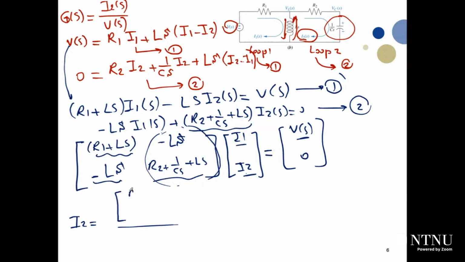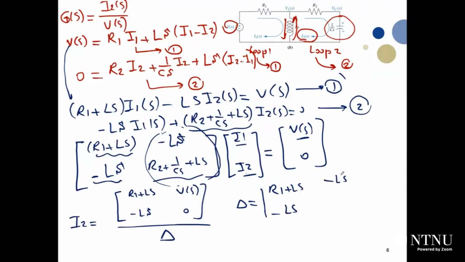So it will be R1 plus LS. This one will be minus LS. Here we just replace this column with the right-hand side, which is V of S and 0, divided by something called the delta. So we will divide this one by delta. What is delta? Delta is the characteristic polynomial, the determinant of this matrix. So delta, in fact, is the determinant of this matrix, which is R1 plus LS, minus LS, this one minus LS.